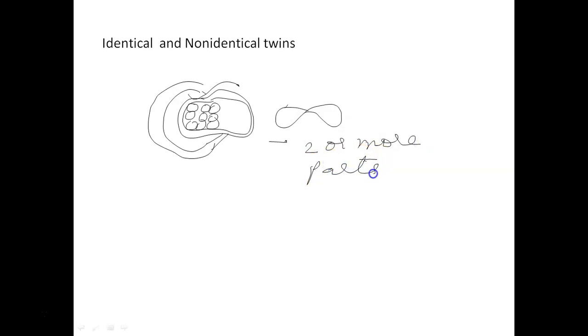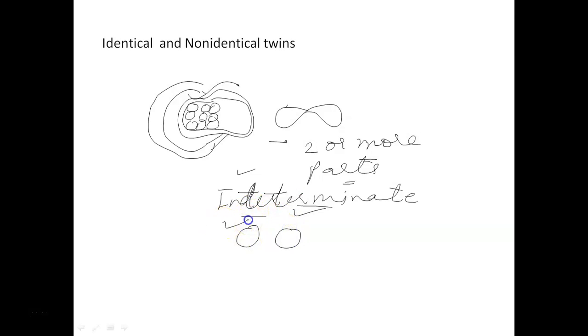So it is coming in the form of an 8 shape, and it can be broken down into 2 or more parts. Because human cleavage is indeterminate, the earlier blastomeres do not have a predetermined future. So in case it is broken down into 2 parts, each can form a complete human. Because these 2 humans are formed from one embryo only, they are known as identical twins. Yes, that is how identical twins are formed.